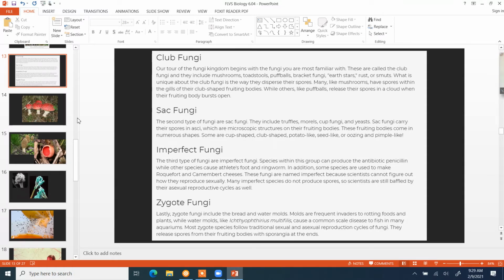On the bottom of the mushroom, there's a place called gills, because they look kind of like fish gills. It's basically lines and lines of gills, and inside there are all kinds of spores. Now the second type is called sac fungi. A lot of these are actually edible. We have truffles, morels, cup fungi, and yeasts. All of these are called sac fungi, and some of these are edible. They carry their spores in something called asci, which are microscopic structures of their fruiting bodies.